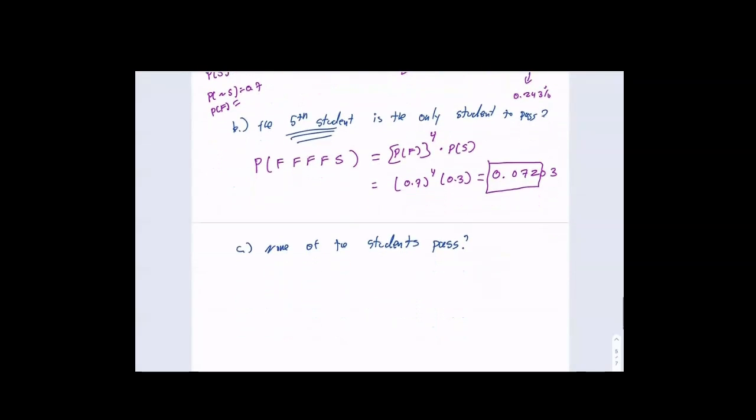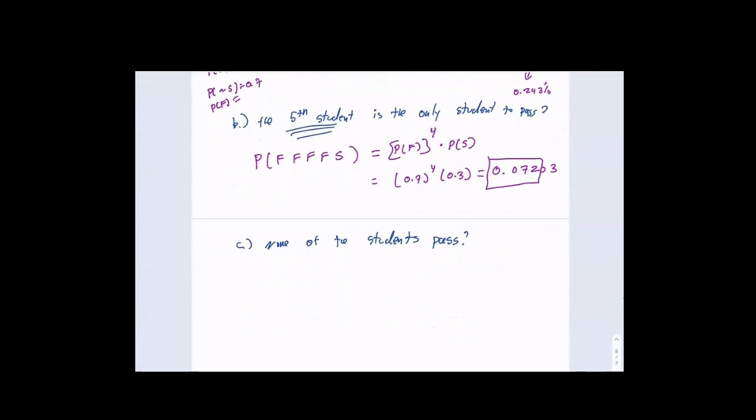What's the probability none of the students pass? Just 0.7 to the power of 5. Correct. It's failure, failure, failure, failure, failure. They're all failures. Which gives me 0.168. That's good enough. That's actually pretty high. That's kind of likely.